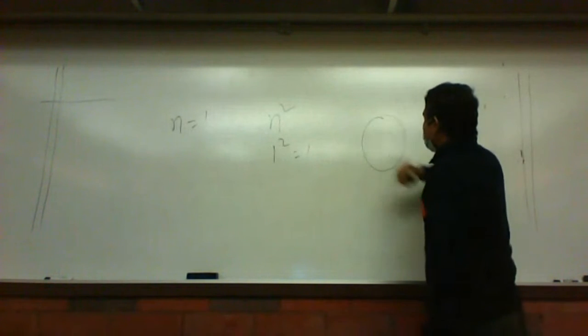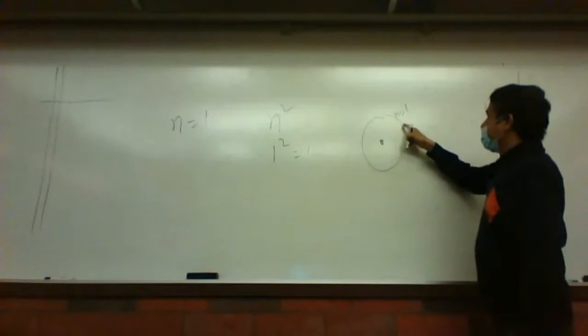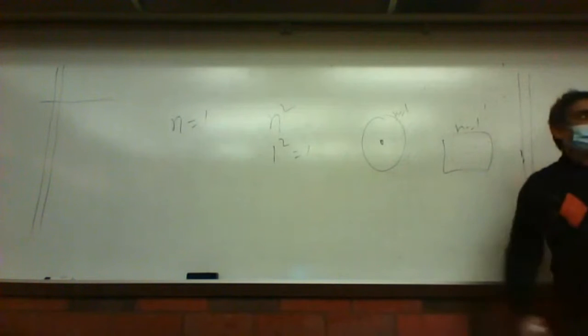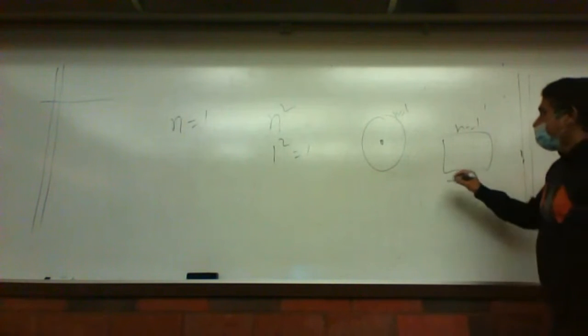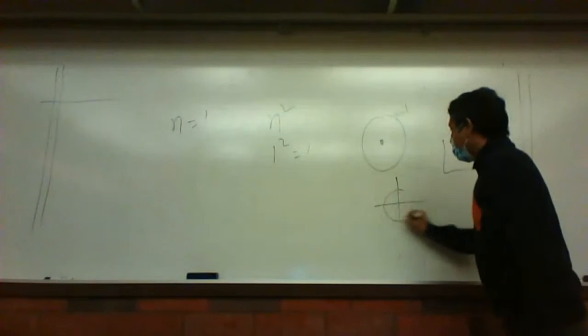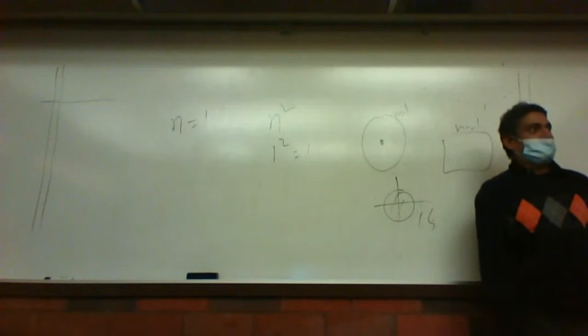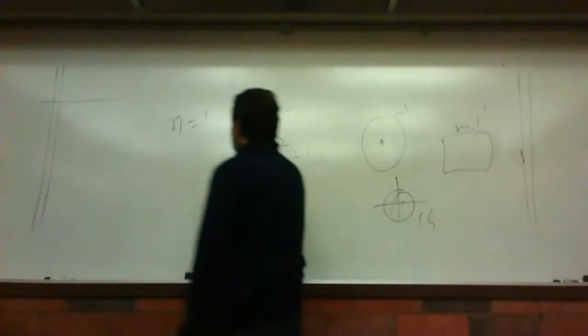So this is the first orbit, n equals 1. How many houses can you cut in the first house? n equals 1, you cannot cut into anything, right? So there is only one possible orbital, and we call that 1s. So only one orbital is possible when n equals 1. Now let's talk about n equals 2.